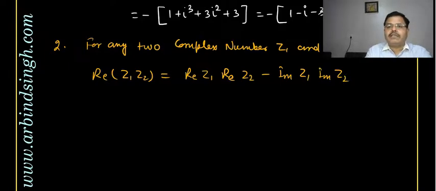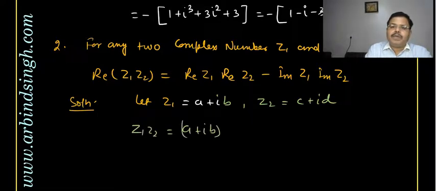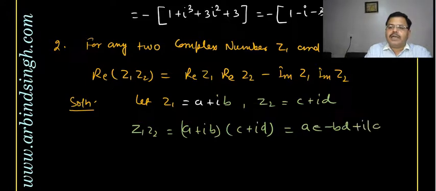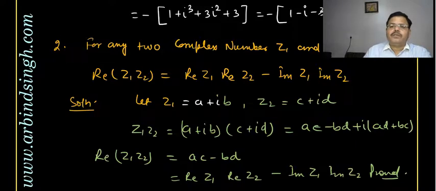This has already been discussed during the discussion of questions, but still let us write the solution once again. Let z1 is equal to a plus iota b and z2 is equal to c plus iota d. If I multiply z1 z2, that will be a plus iota b into c plus iota d, isn't it? And that will be ac minus bd plus iota times ad plus bc. So the real part of z1 z2 is ac minus bd, and a is the real part of z1, c is the real part of z2, b is the imaginary part of z1, and d is the imaginary part of z2. So that is proved, and that is a simple one.